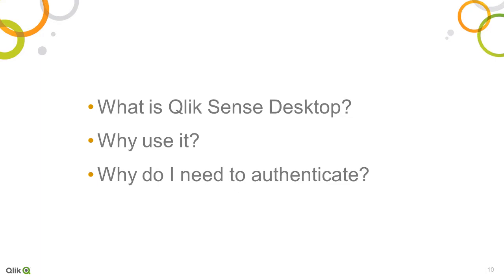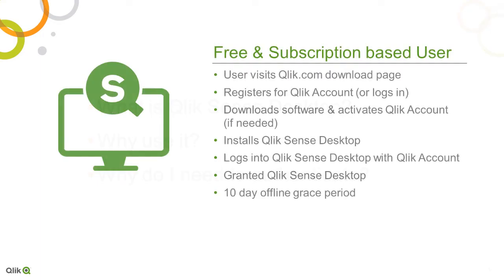So there are two different ways of unlocking it. We'll go through both of them. There's the free version, which you're probably using right now if you're using Sense Desktop. The typical scenario is that you'll download it from our Qlik.com download page, register for a Qlik account, and activate it if necessary, install it, and then log in in your Sense Desktop with your Qlik account. You're given full access to Qlik Sense Desktop, and you get a 10-day offline grace period.